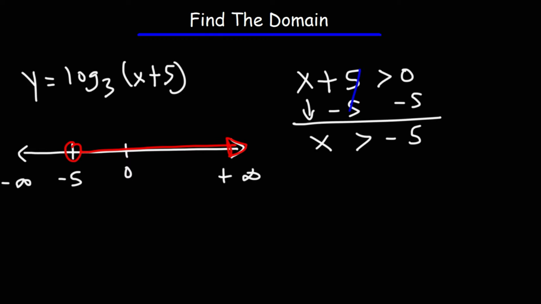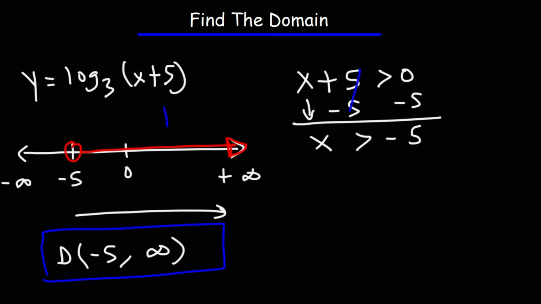Now, we're going to write the domain using interval notation. So we're going to read it from left to right. So it's going to be from negative 5 to infinity. So this is the domain of this particular function.